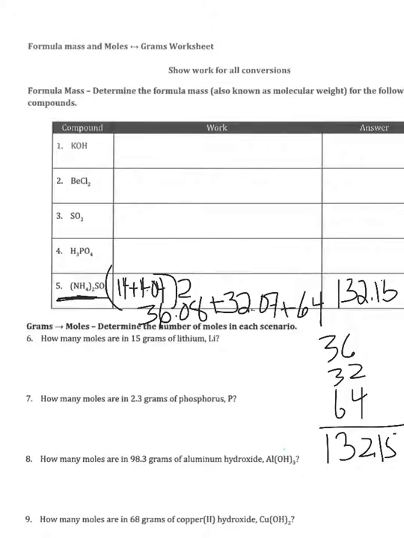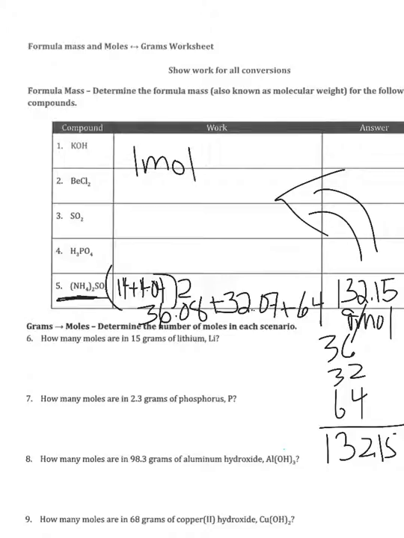Now, that's a naked number. We never want to have naked numbers. Dress them up with units. So I would put grams per mole. Now remember, that can also be written, since it is an equality, as 1 mole is equivalent to 132.15 grams.